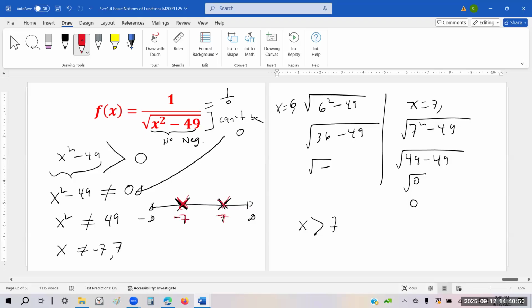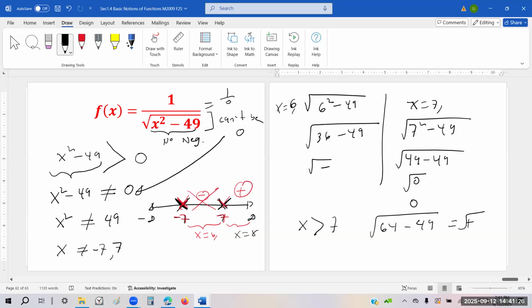But we used some numbers, right? We used numbers between negative 7 and positive 7. We used x equals 6, and we realized we end up getting a negative result here. So you cannot replace x with anything from negative 7 to positive 7. But we also realize it has to be bigger than 7, right? You can check by substituting x equals 8. When x is 8, we have 64 minus 49, which is positive, so it's fine.